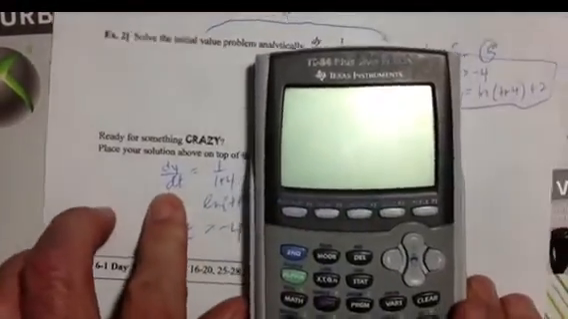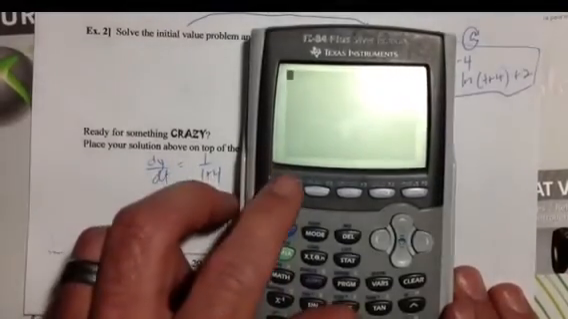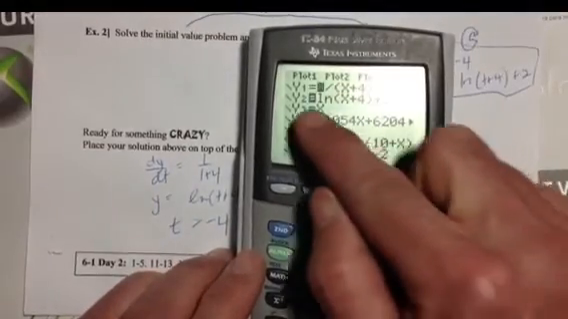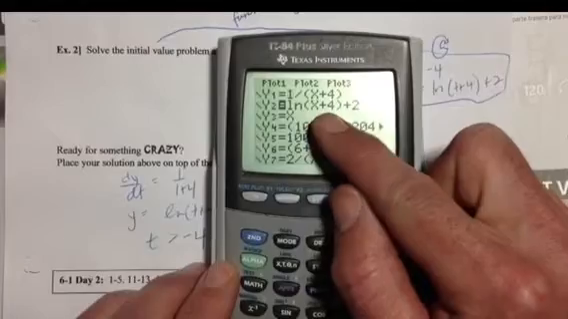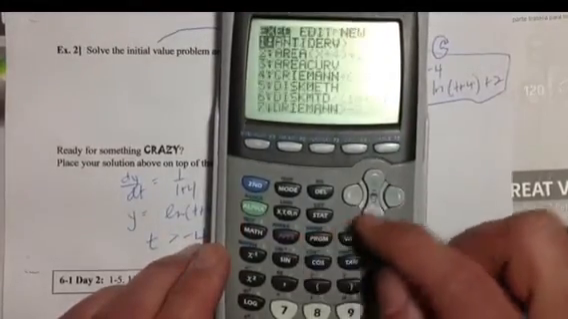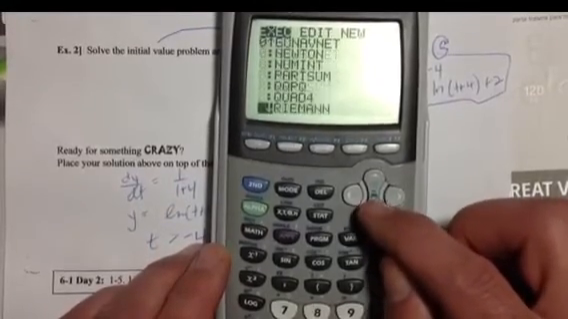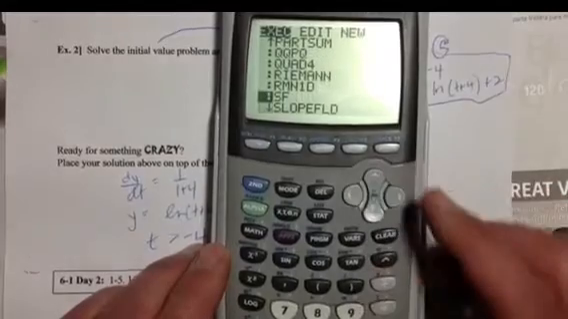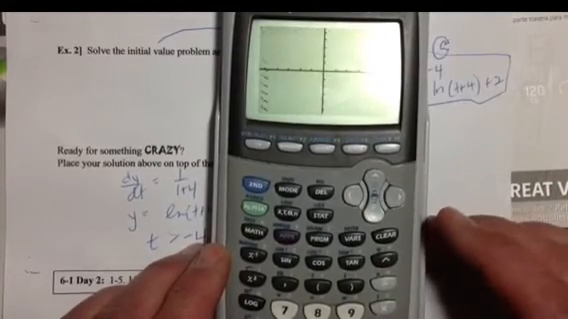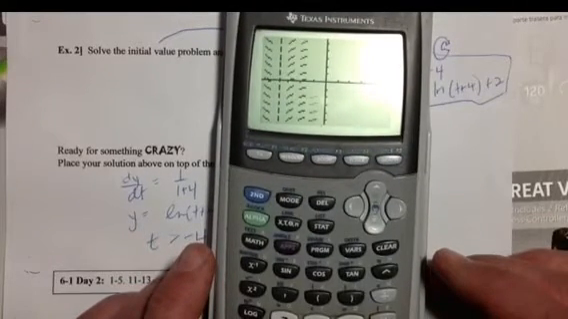So again, my slope field is going to go into y1. Let's get that fired up. And there it is. I've got 1 over x plus 4. And y2, I'm going to put ln of x plus 4 plus 2. I'm going to go to my program key. I'm going to go down to slope field, SF, enter, enter, enter. And it is quickly going to generate slope fields.